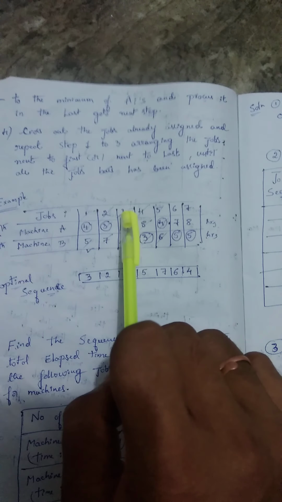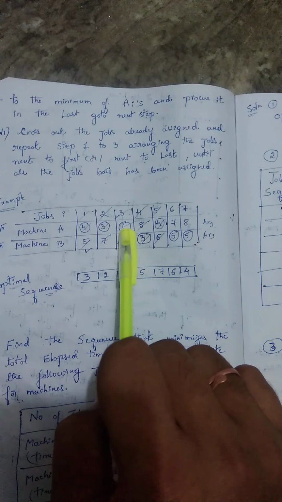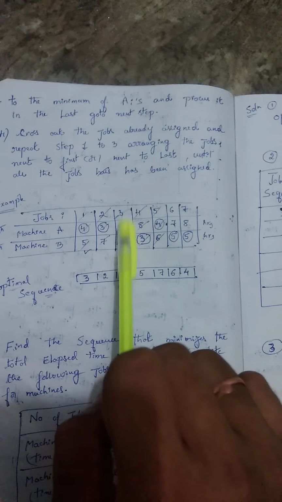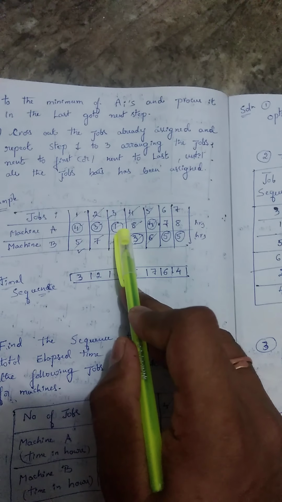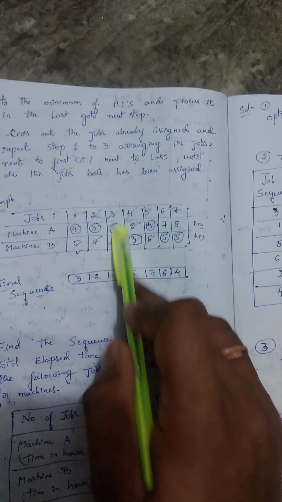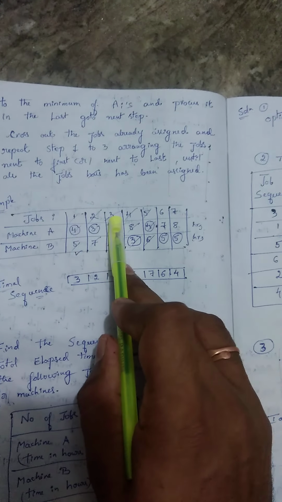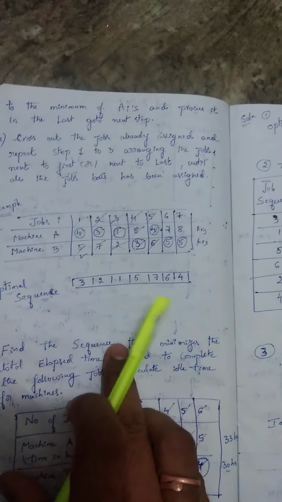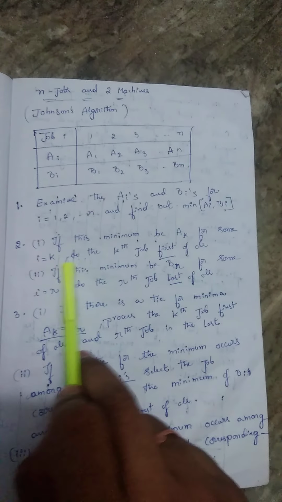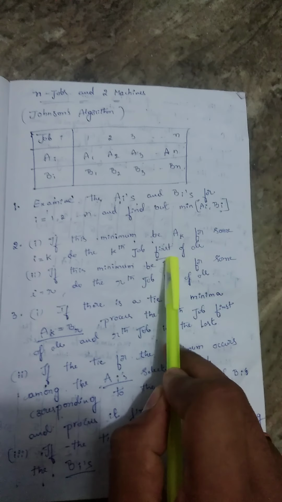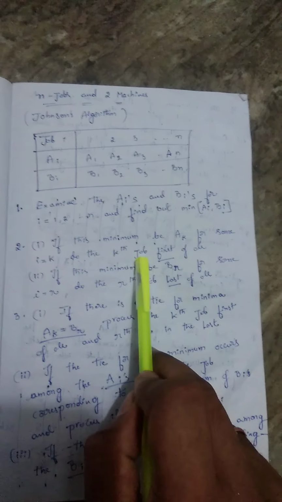The job is 3. That means only 1 hour is the working hour of A. That means the job is 3. The smallest working hours of a particular job is placed first. That is the first point. Here I am explaining: if the minimum is Ak for some i equal to k, do the kth job first. That is what we are assuming. These are the kths, these are the Br jobs, and these are the Ak jobs.